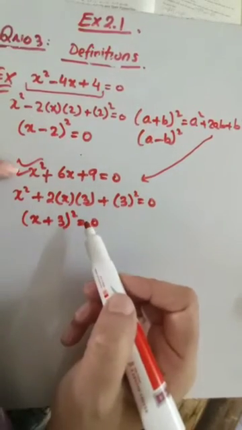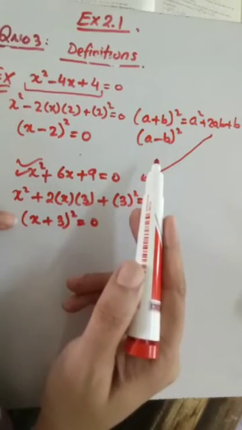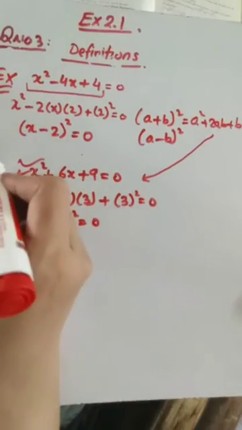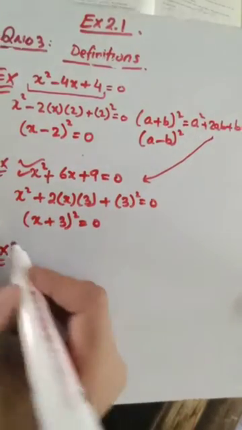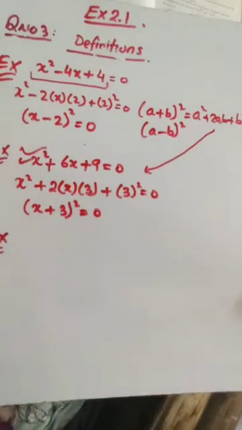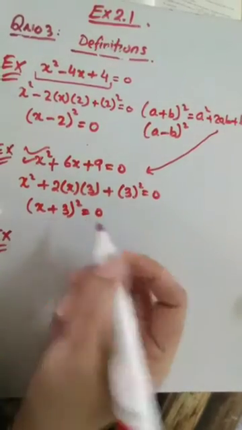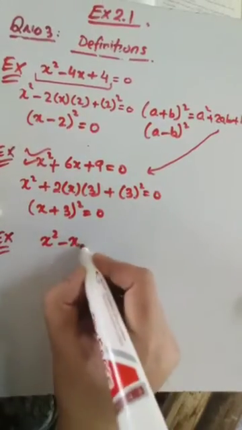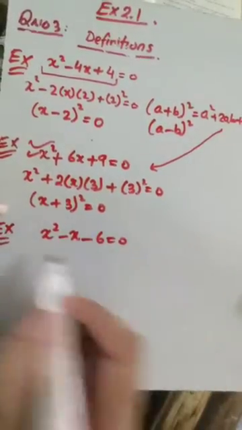So any expression which can be written in the form of (a plus b) whole square or (a minus b) whole square, or the square of some expression, is called a perfect square. Now let me take an expression which is not a perfect square, so that you may know the difference between the two. Let us take an expression, for example, x square minus x minus 6. Suppose this is an expression.